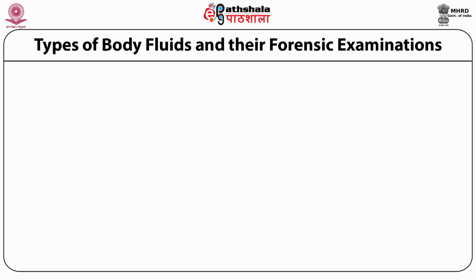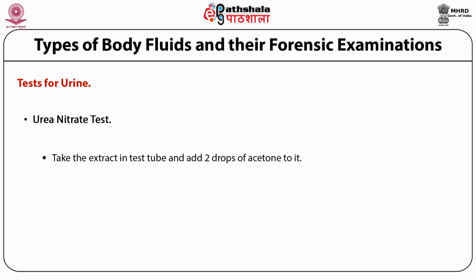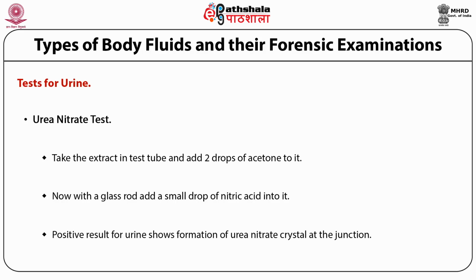The second test is the urea nitrate test. Take the extract in a test tube and add 2 drops of acetone to it. Now with a glass rod, add a small drop of nitric acid into it. A positive result for urine shows formation of urea nitrate crystals at the junction, which you can see under the microscope.